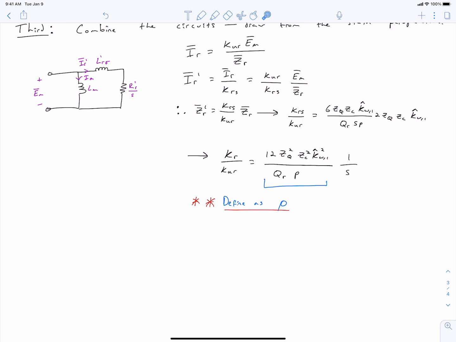You'll see that I've pulled the 1 over s out to the side, and I'm defining this portion of the expression right here as this quantity called rho. This is a definition that your book makes, and it's helpful to have this quantity with the 1 over s pulled out to the side, for reasons that you're about to see.